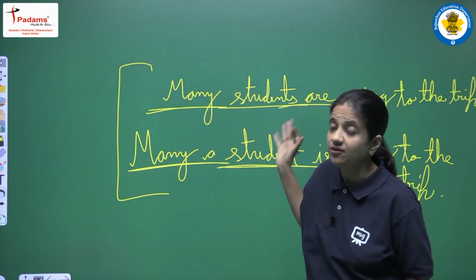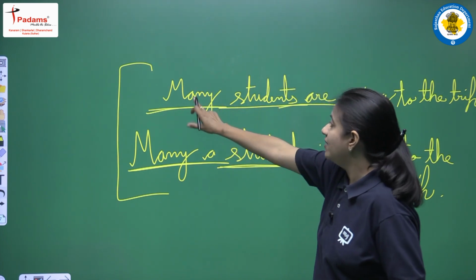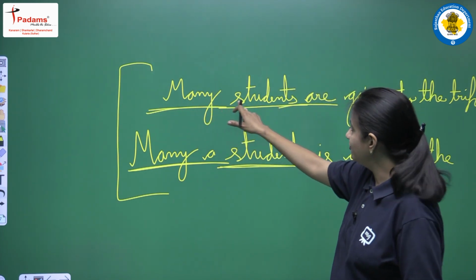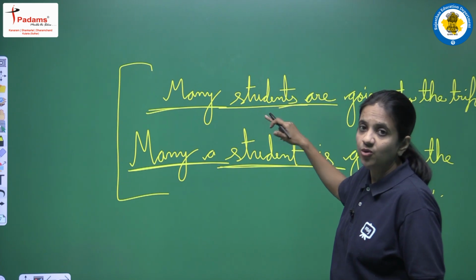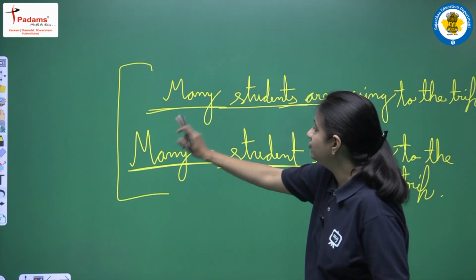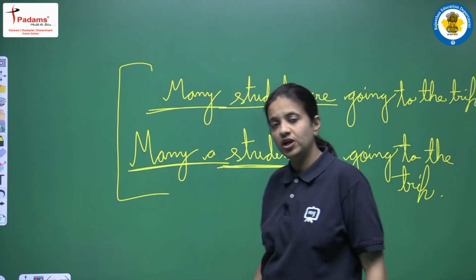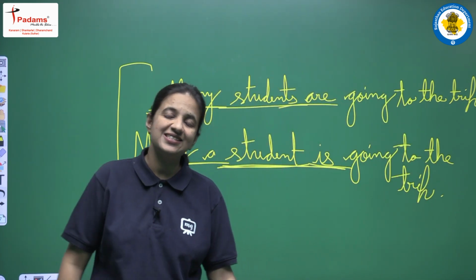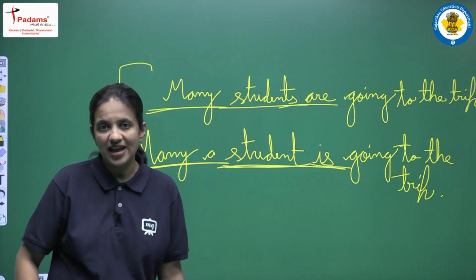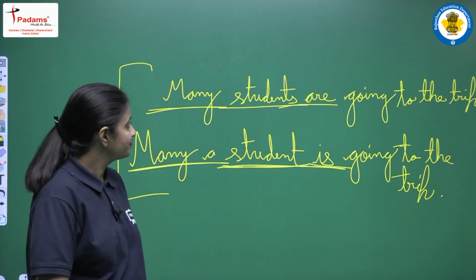So let's observe the difference very carefully. When we are using many, after that we have to write a plural noun and plural verb, but with many a we are writing a singular noun and singular verb, right? So this is our determiner, that is known as many a.